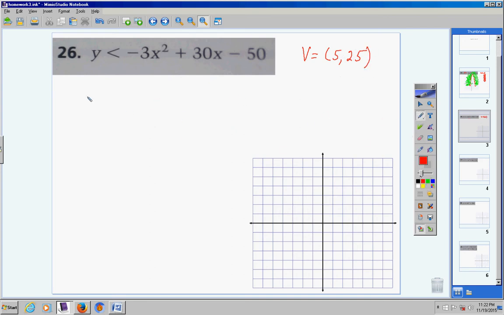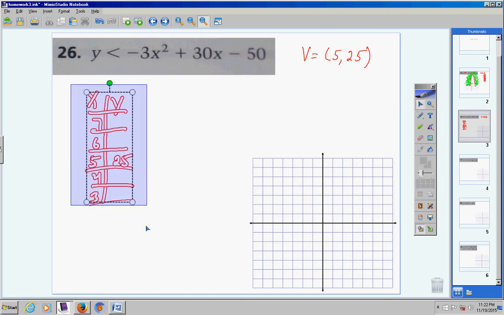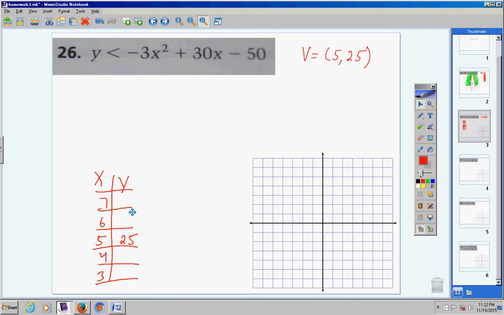So I'm going to come over here and put my table of values over here. Right in the middle we'll put 5, 25. Going up would be 6, 7, going down would be 4, 3. Let's see what happens. Let's substitute 7 in first. So negative 3 times 7 squared plus 30 times 7, negative 50.